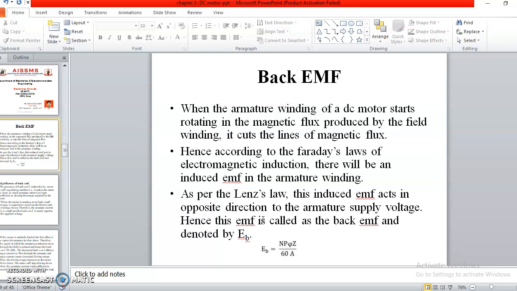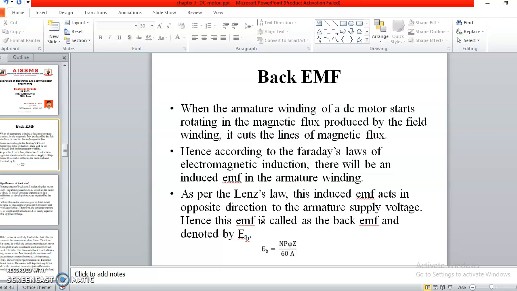So what is meant by back EMF? EMF is electromotive force. We know that whenever motoring action takes place, as per the working principle of DC motor, whenever a current carrying conductor is placed in a magnetic field, it feels a force and it starts rotating. The working principle of DC generator says that if there is a relative motion between magnetic flux and conductor, EMF gets induced in that conductor.